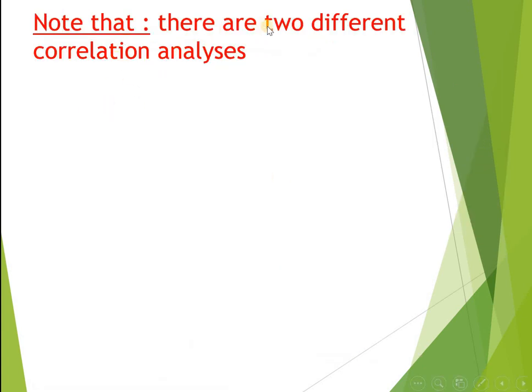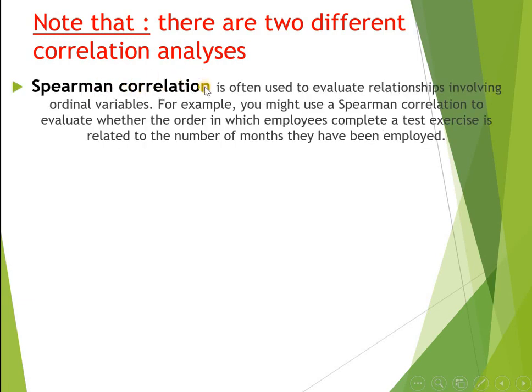Please note that there are two different correlation analyses. We studied till now two correlation analyses. Spearman correlation, and that type of analysis is often used to evaluate relationships involving ordinal or ranked variables. For example, you might use the Spearman correlation to evaluate whether the order in which employees complete a test exercise is related to the number of months they have been employed.